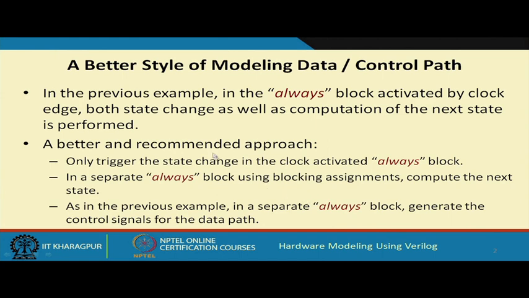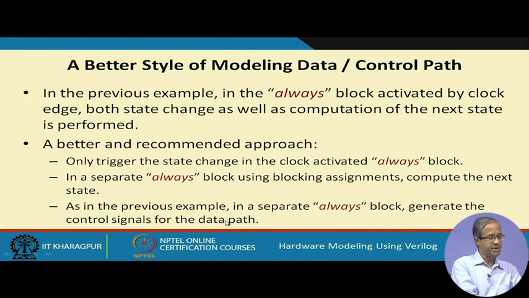Now, what we say here is that a better and recommended approach is to use a simpler always block which will only trigger the state changes. It will not make any calculation or computation as to what the next state will be. In one or more separate always blocks, both using blocking assignments, you compute the next state as well as generate the control signals for the data path.